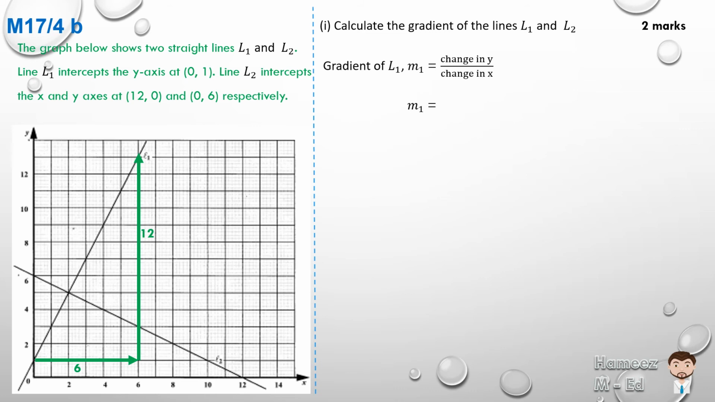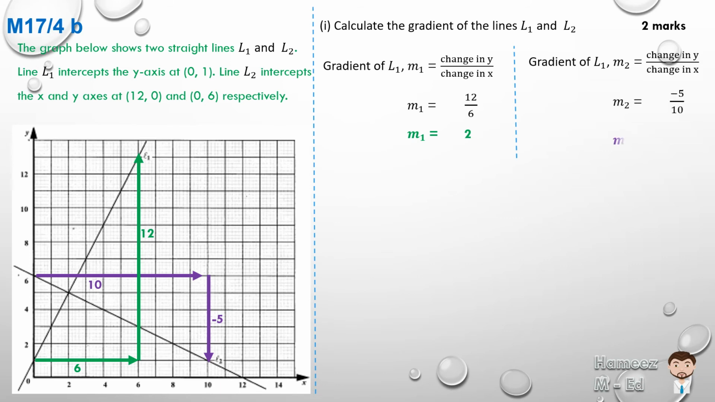So if we substitute in there, m1 is equal to 12 over 6, and 6 into 6 is 1, 6 into 12 is 2. So m1 is equal to 2. And if we follow the same format for the gradient of line 2, m2 is change in y over change in x. If we take the y-intercept, move across 10 spaces to the right, and then come down until the point there, it'll move down 5 spaces. So the change in x is 10, and the change in y is minus 5. So if we substitute, we get minus 5 over 10, which works out to be minus a half.